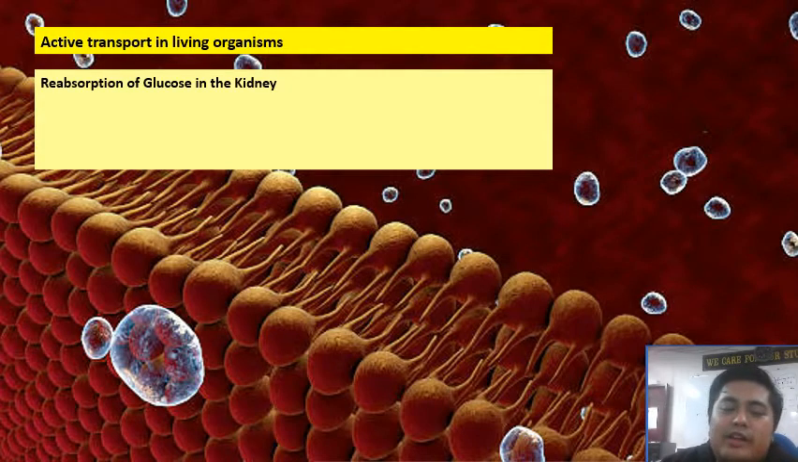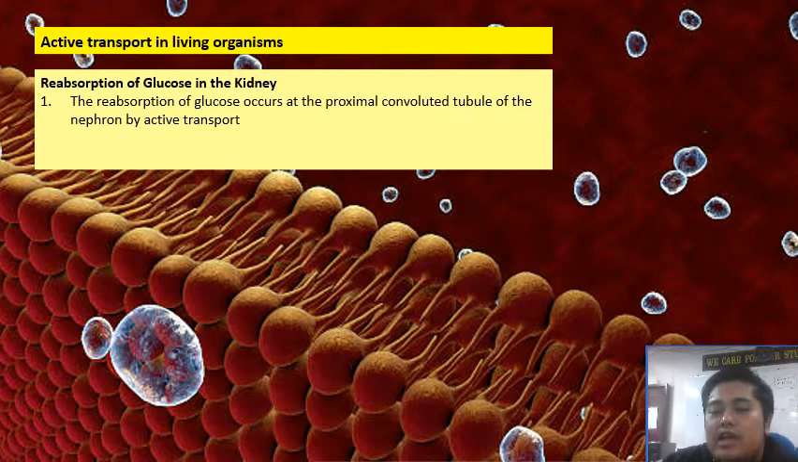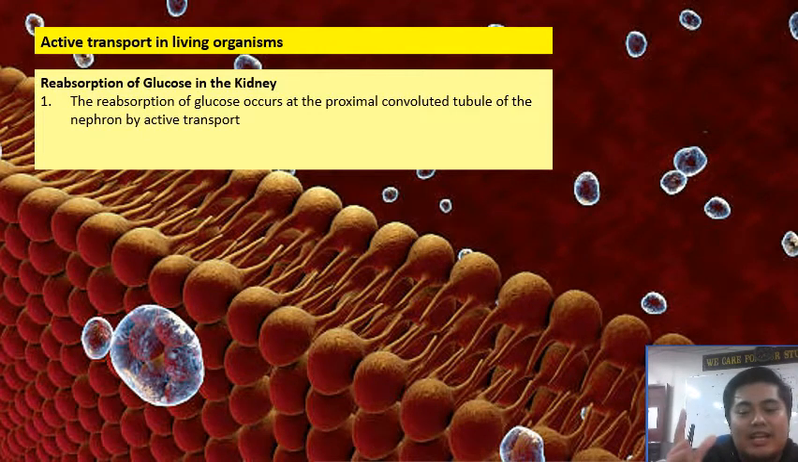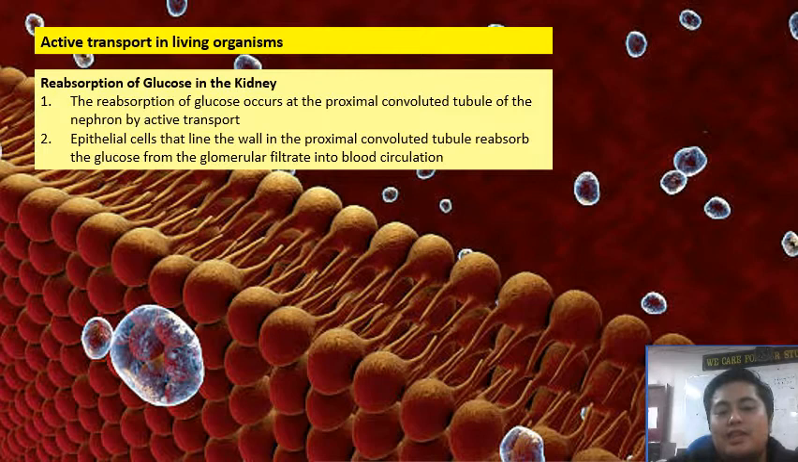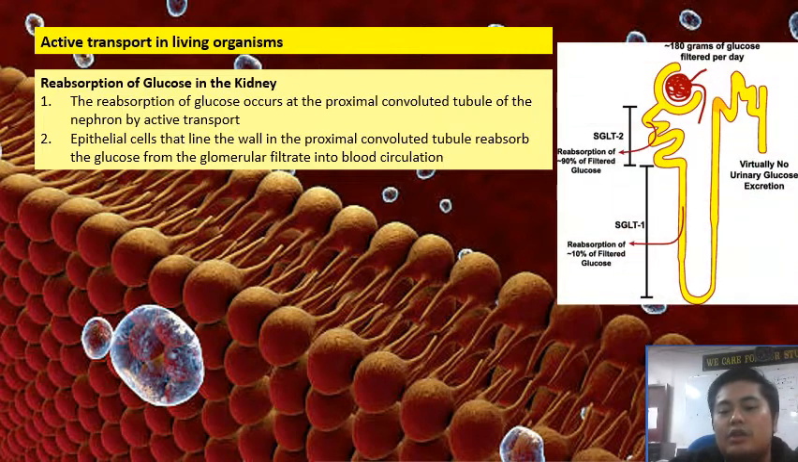So, contoh yang pertama adalah reabsorption of glucose in the kidney. Okey, ingat tak tadi reabsorption of water. Bila water kita guna passive transport, maksudnya kita tak perlukan tenaga. Tapi untuk glucose memandangkan saiz dia lagi besar, so kita perlukan active transport ataupun kita perlukan tenaga. So the reabsorption of glucose occurs at the proximal convoluted tubule of the nephron by active transport. So the epithelial cell that lines the wall of the proximal convoluted tubule reabsorbs the glucose from the glomerular filtrate into the blood circulation. Ingat, bila cerita pasal active transport, dia akan melawan against the concentration.